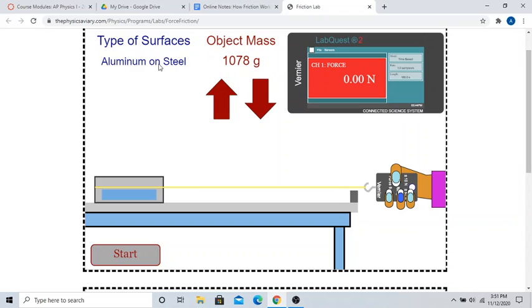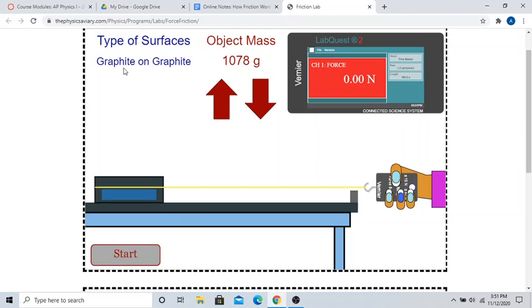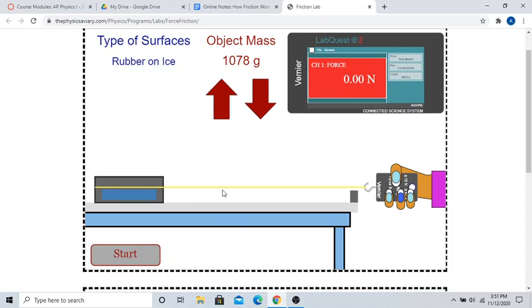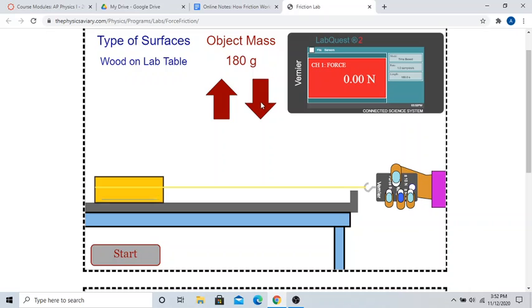You can, one, change the surface that these two things are on. In this case right now, this is an aluminum box on a steel surface. I could change it to a glass box on a glass surface, graphite on graphite, rubber on concrete, wood on lab table, and rubber on ice. Remember, in all these cases, I'm changing the surface itself. The other thing I can do is affect the mass I'm putting in here as well. Right now it's going to go right around 1,000. That's about half of what you can do.